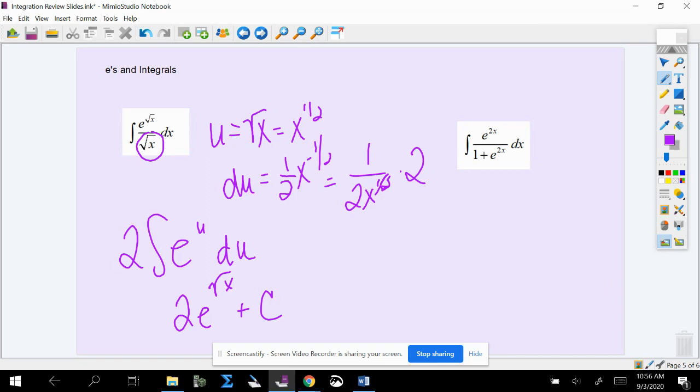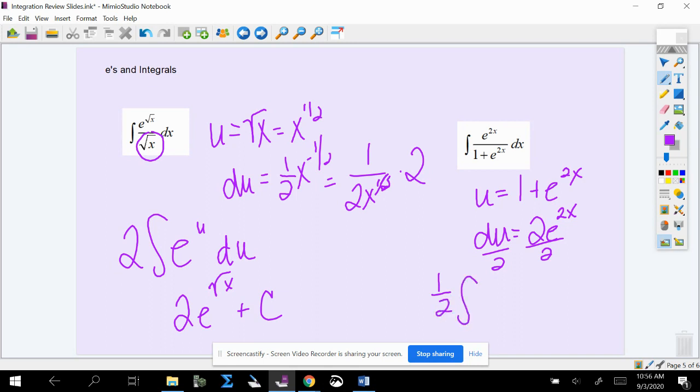We also had situations where e was part of your integral. It wasn't necessarily an e to the u, but there was an e that took a different placement. In one like this one, your u is going to be the entire denominator. Derivative is 2e to the 2x. Derivative of an e is itself times the derivative of the power. You don't need the 2, so we're going to have a 1/2 adjustment.